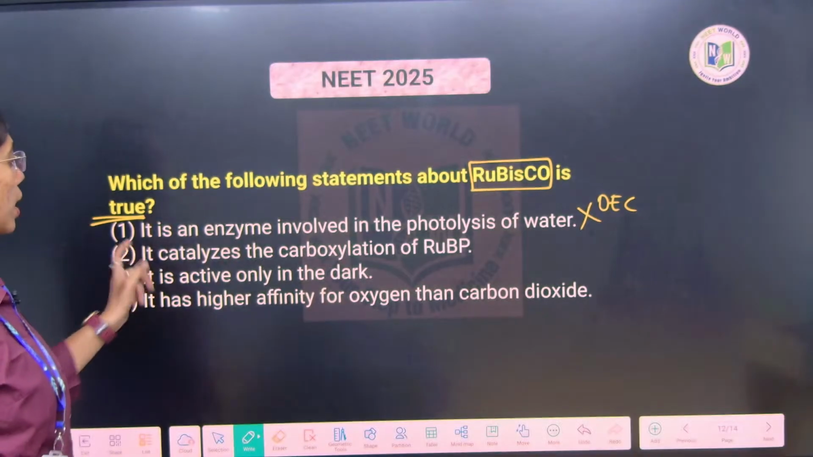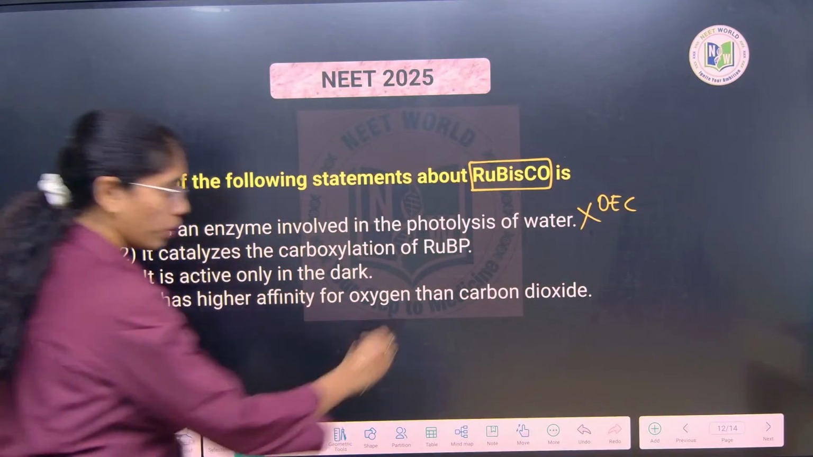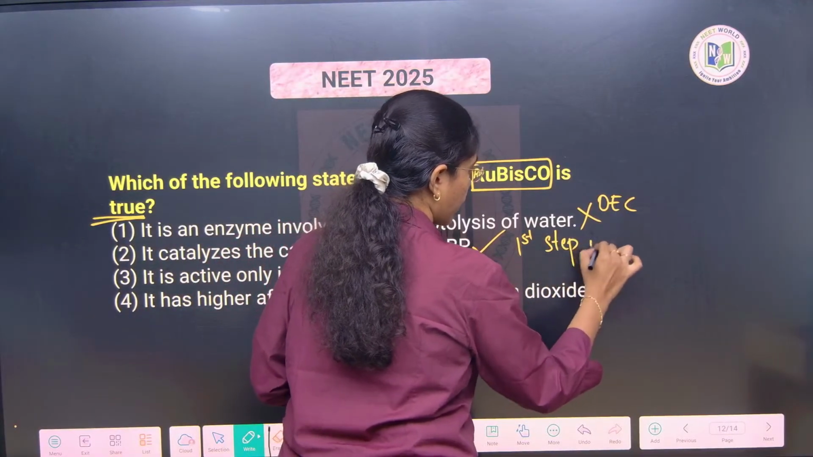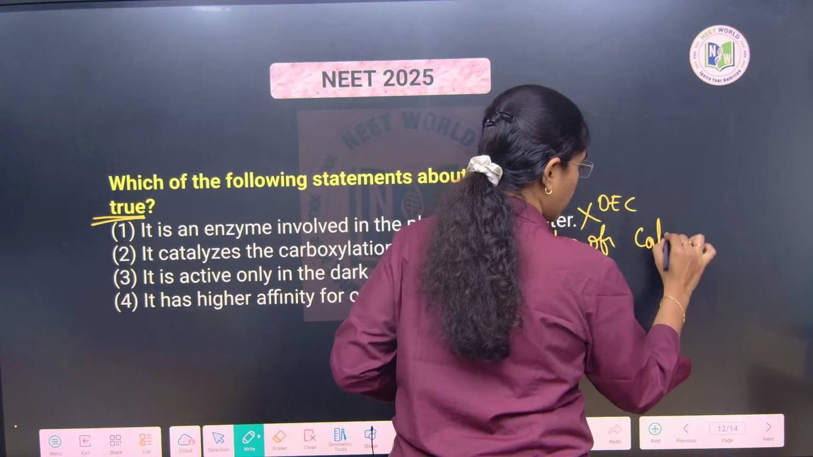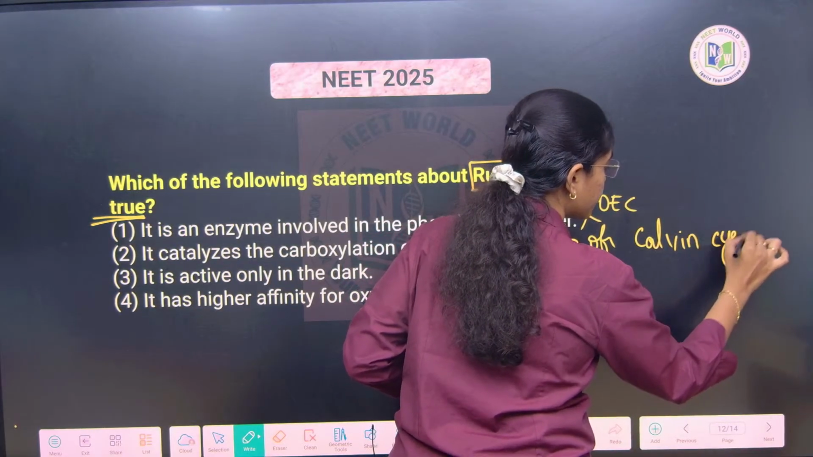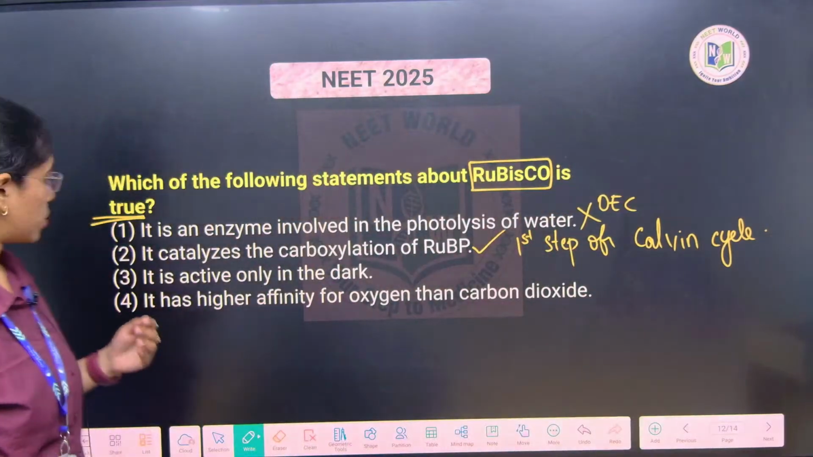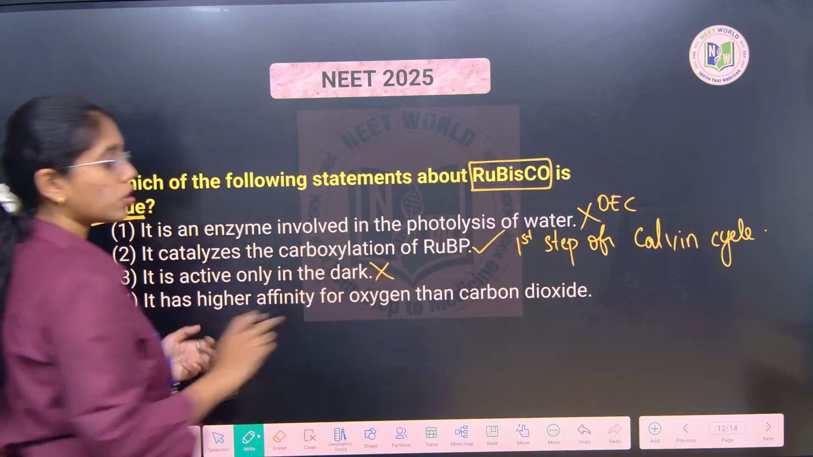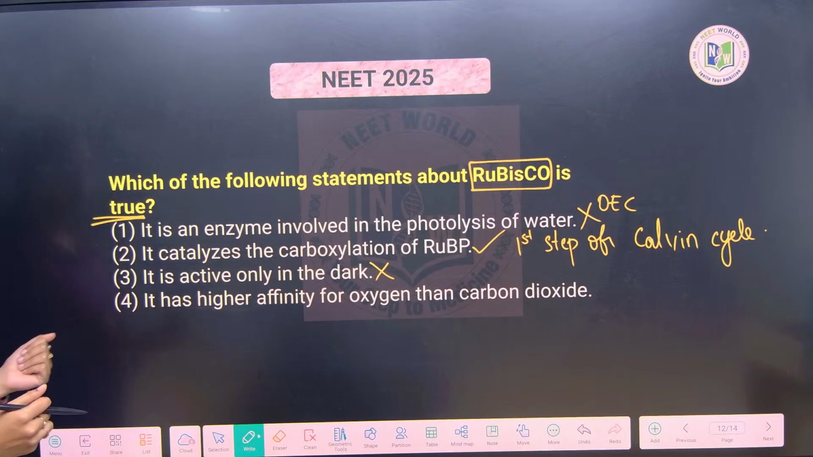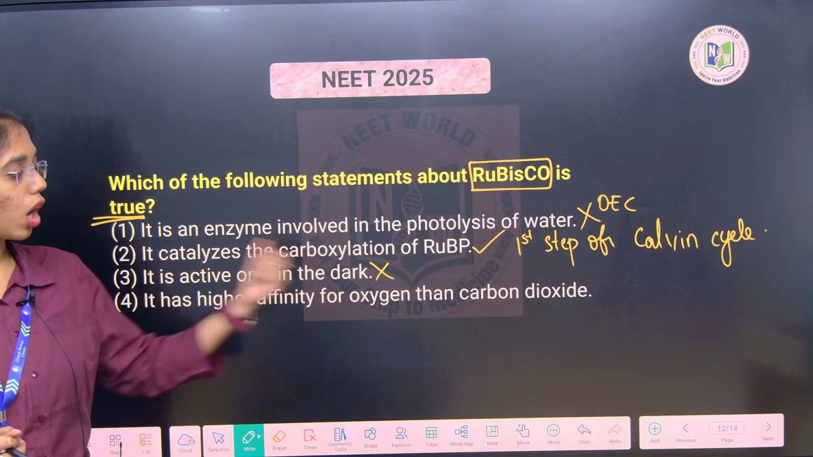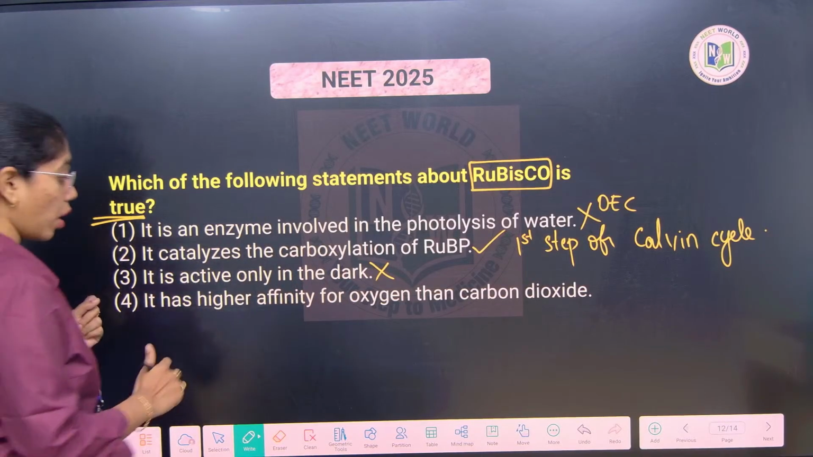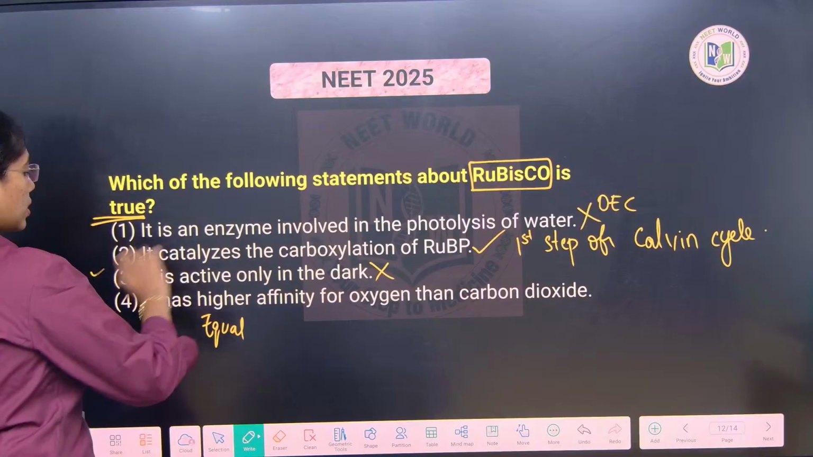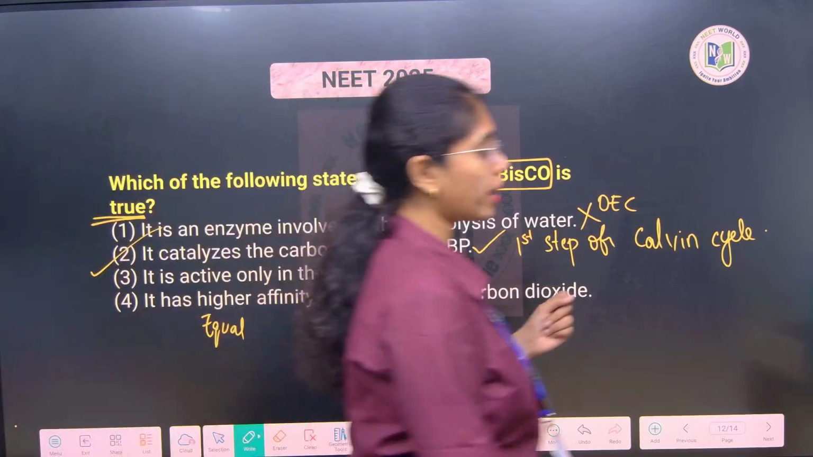Got it? Next, it catalyzes the carboxylation of RuBP, correct, which is the first step of the Calvin cycle. Got it? Next, it is active only in the dark? Wrong. It is not active only in the dark, it is active during the day also. It has high affinity for oxygen than carbon dioxide? Wrong. It has equal affinity for carbon dioxide and oxygen. So what is the right answer? Option 2. Got it?